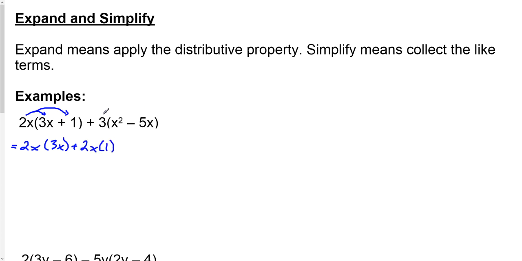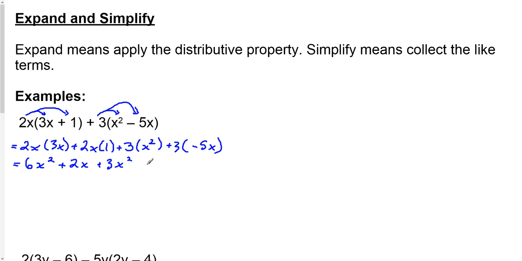And then we're going to do the same thing with that second set of brackets. We've got a positive 3, so it's going to be plus 3 times x squared, and then plus 3 times that negative 5x. And we can do that multiplication. 2 times 3 is going to give us 6. The x times the x gives us x squared, remembering to add those exponents. 2x times 1 is going to give us 2x. 3 times x squared is 3x squared. And 3 times negative 5x is negative 15x.